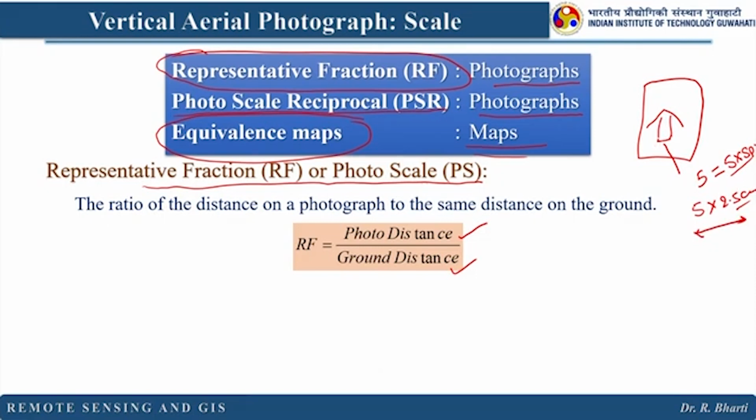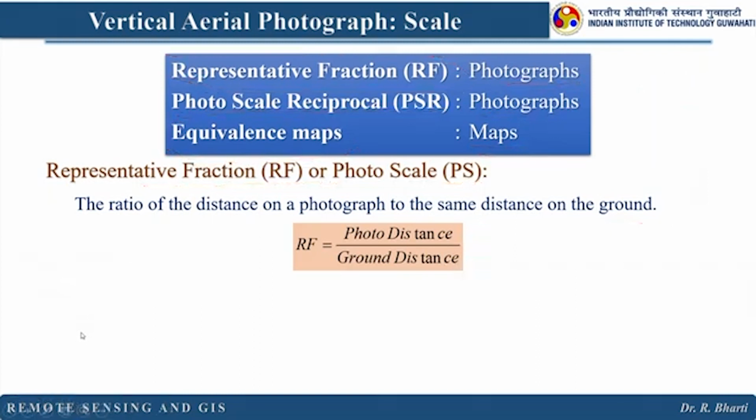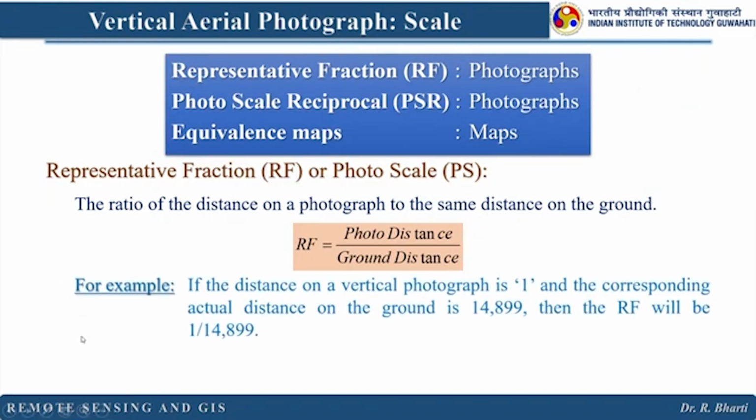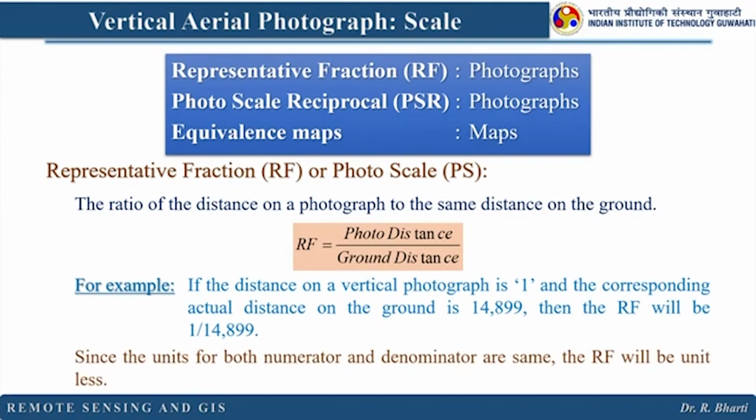And on the ground you can easily measure this. Let us say this is maybe 30 meters. Now, this value represents 30 meters on the ground. So here the photo distance will come and here the ground distance will come. Like that you can easily calculate the RF. For example, if the distance on a vertical photograph is 1 and the corresponding actual distance on the ground is 14,899, then the RF will be 1 by 14,899. Both values have the same unit, so RF will be unitless.